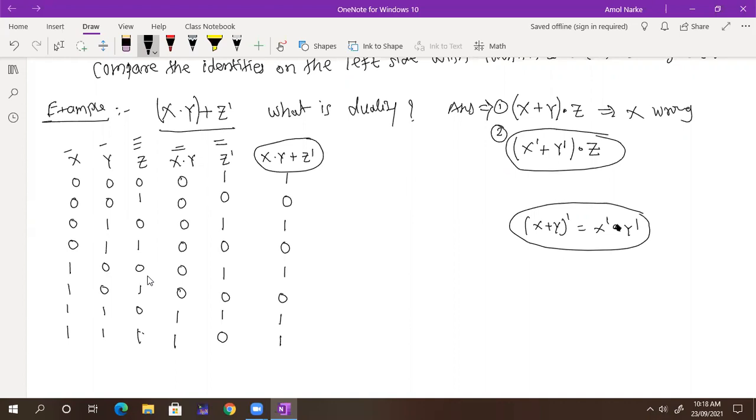For a simple example, if you want to check it, here we have x, here we have y. So 0, 0, 1, 1 and 0, 1, 0, 1. If you calculate x plus y, what is x plus y? 0, 1, 1, 1. And its negation is 1, 0, 0, 0. Okay. Now calculate x negation: 1, 1, 0, 0. What is y negation? 1, 0, 1, 0. Am I correct?